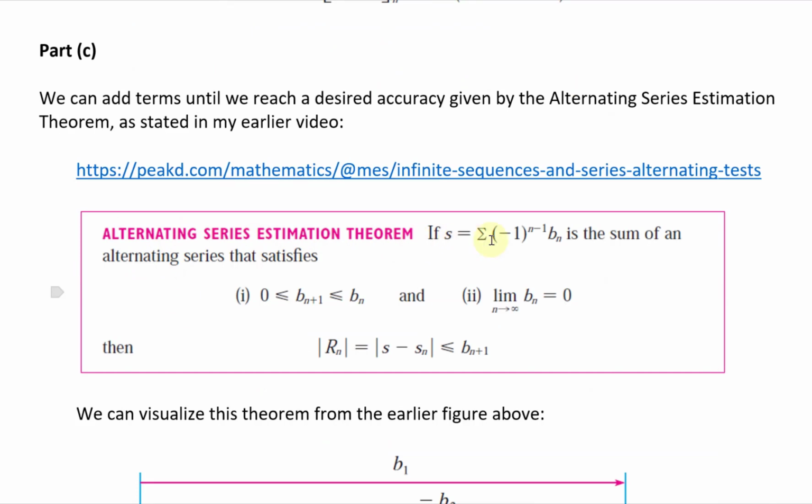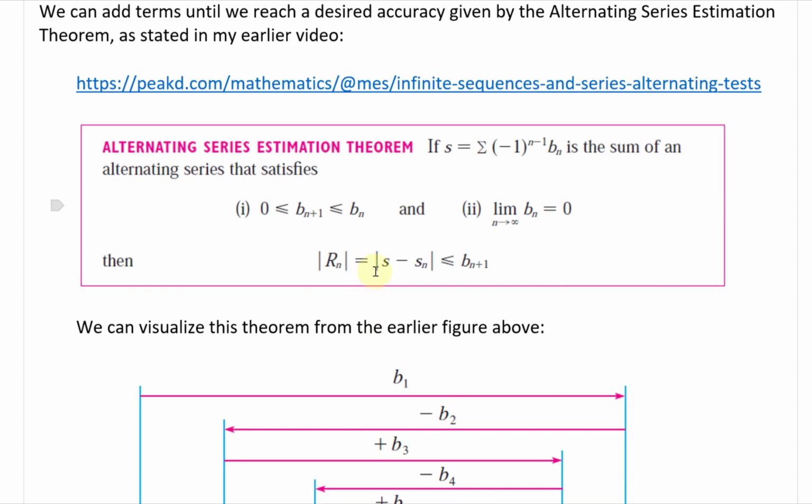If S equals an alternating series, the summation of negative 1 to the power of n minus 1, Bn, is the sum of an alternating series that satisfies that Bn plus 1 is decreasing, so it's less than or equal to Bn, but it's greater than or equal to 0, so it's always positive, and the limit of Bn is approaching 0 as n approaches infinity. Then the absolute value of the remainder, which is the absolute value of the sum minus the partial sum, is less than or equal to Bn plus 1. In other words, we always know the accuracy: what remains is always going to be less than or equal to this term, Bn plus 1.